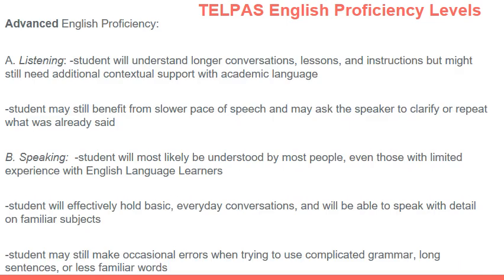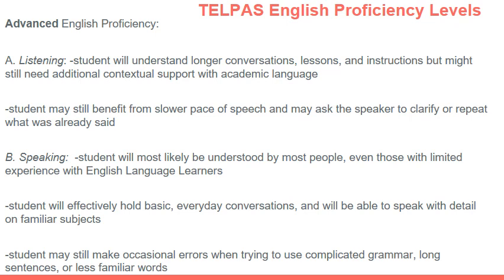Students with advanced English proficiency, when they're listening, will be able to understand longer conversations and longer lessons and also more detailed instructions. They still might need some contextual support like visuals, repeated modeling, gestures, pantomime, or real objects, but for the most part, they'll be able to understand most of what is said during the lesson. They still may benefit from a slower pace of speech, and they probably will occasionally ask the speaker to clarify or repeat what was said because occasionally there might be a breakdown in communication.